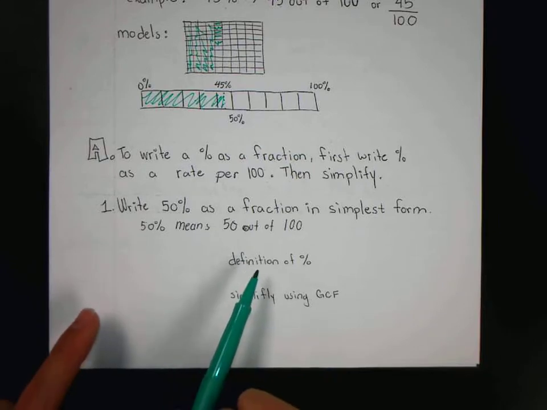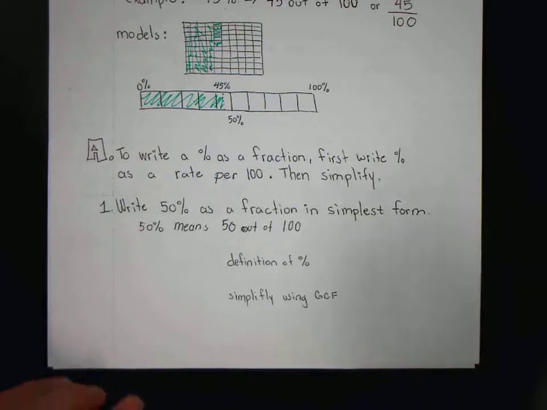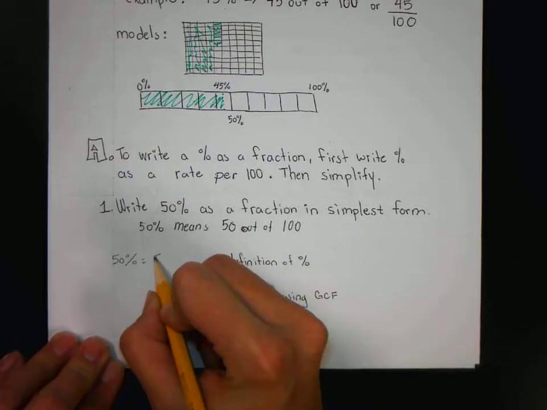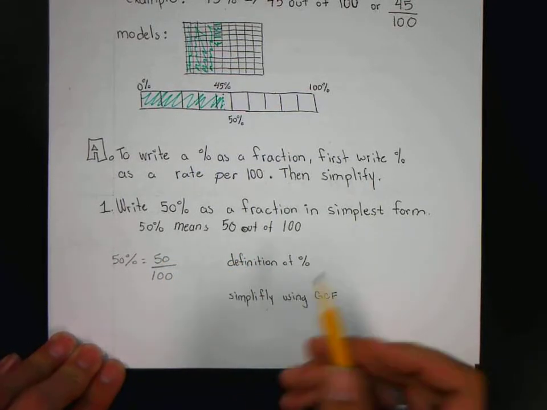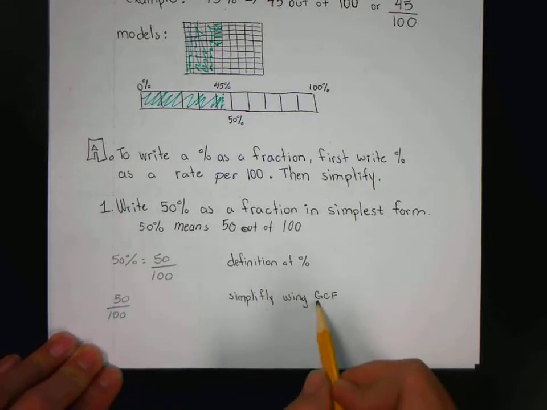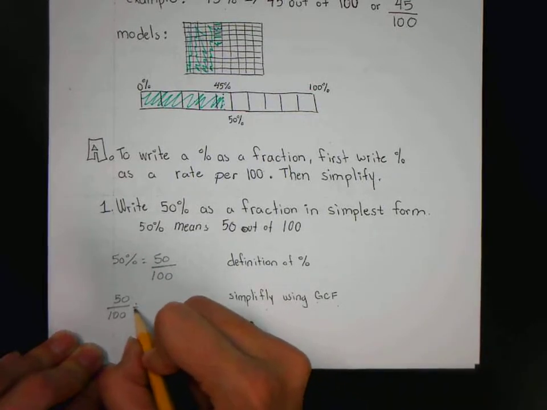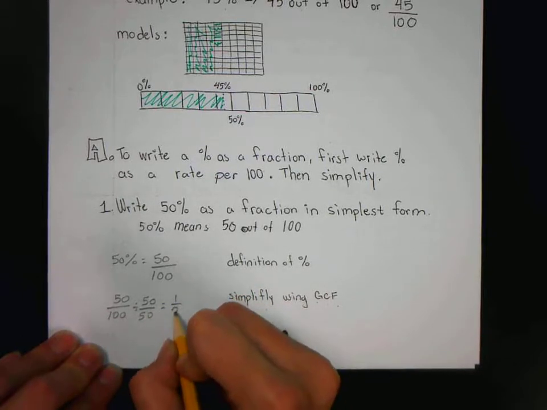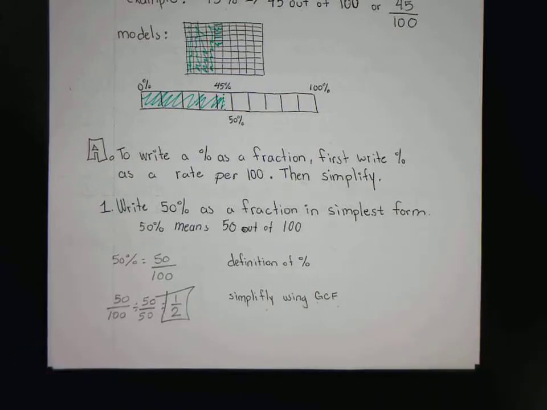First we start off with the definition of percent. I should do this in pencil. So we have 50%, which means it's 50 out of 100. Then we're going to simplify using the GCF. The greatest common factor of 50 and 100 is 50, so we're going to divide top and bottom by 50, and we're left with 1/2. So that is our percent as a fraction.